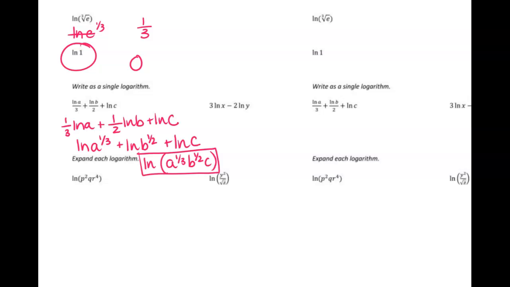Let's see. 3 natural log of x minus 2 natural log of y. I can move the 3 up and the 2 up. So this is natural log of x cubed minus natural log of y squared. We can condense with division, so we get natural log of x cubed over y squared.